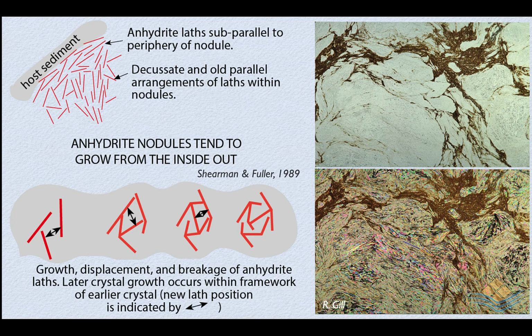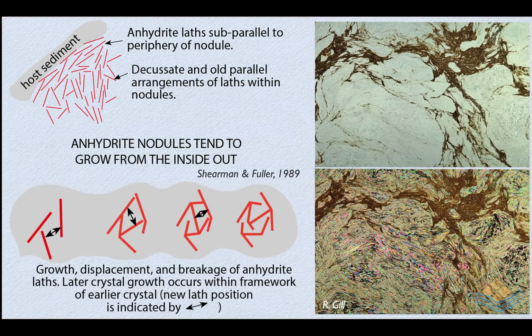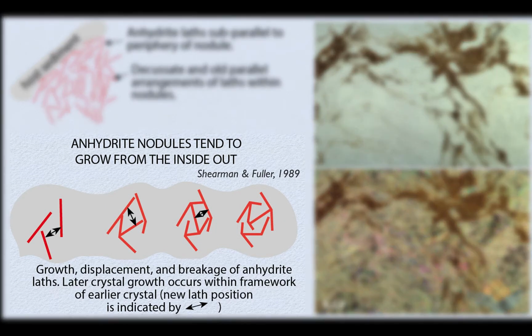In terms of the actual growth mechanism, there's a pretty consistent observation that when you look at the texture in an anhydrite nodule, both modern and ancient, we see subparallel lathe alignment on the nodule margin. As we go within the nodule, we see a range of decussate and random arrangements, and what Shearman and Fuller concluded in a benchmark paper back in 1989 was that the lathes are growing successively, and as they grow, they break. And so later lathes break earlier lathes. The black arrows there are showing the positions of growth of a new lathe going from left to right.